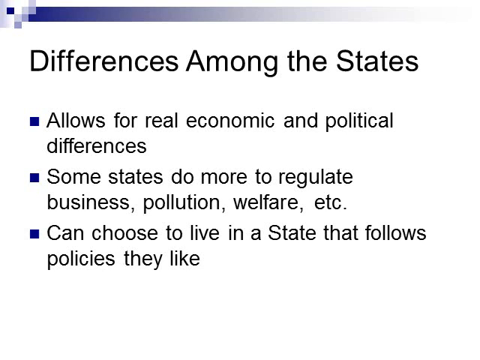Now, of course, when you have a federal system where there are powers reserved to the states and they each exercise them their own way, you're going to have differences among the states. This allows for real economic and political differences in a big way. Some states do more to regulate business and pollution and welfare and so on. California has a lot of laws concerning things like that. Oklahoma has much less regulation of things like that.